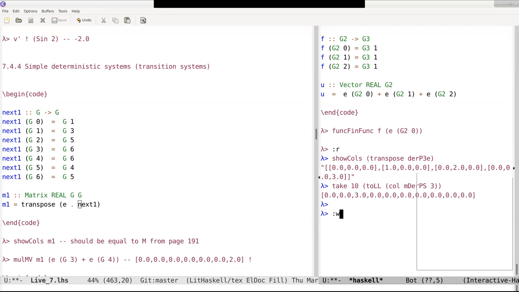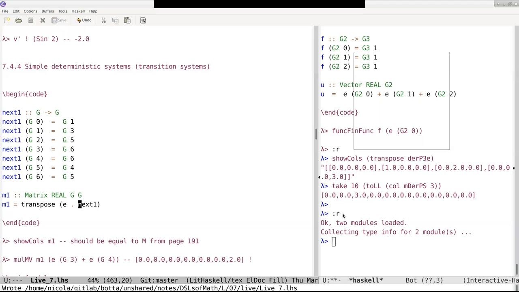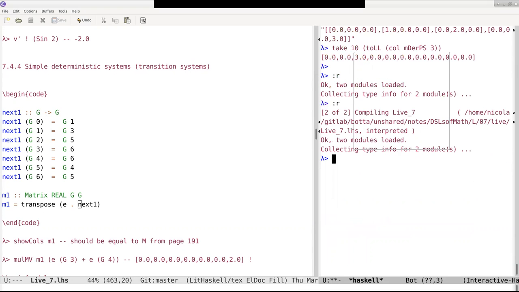No, we cannot. So M1. There is something that doesn't work here. What is going on? Okay, M1. So void function on Haskell. So what is the type of next1? Okay, this is something misspelled. This is meant to be next1. Okay. So what is the type of M1?